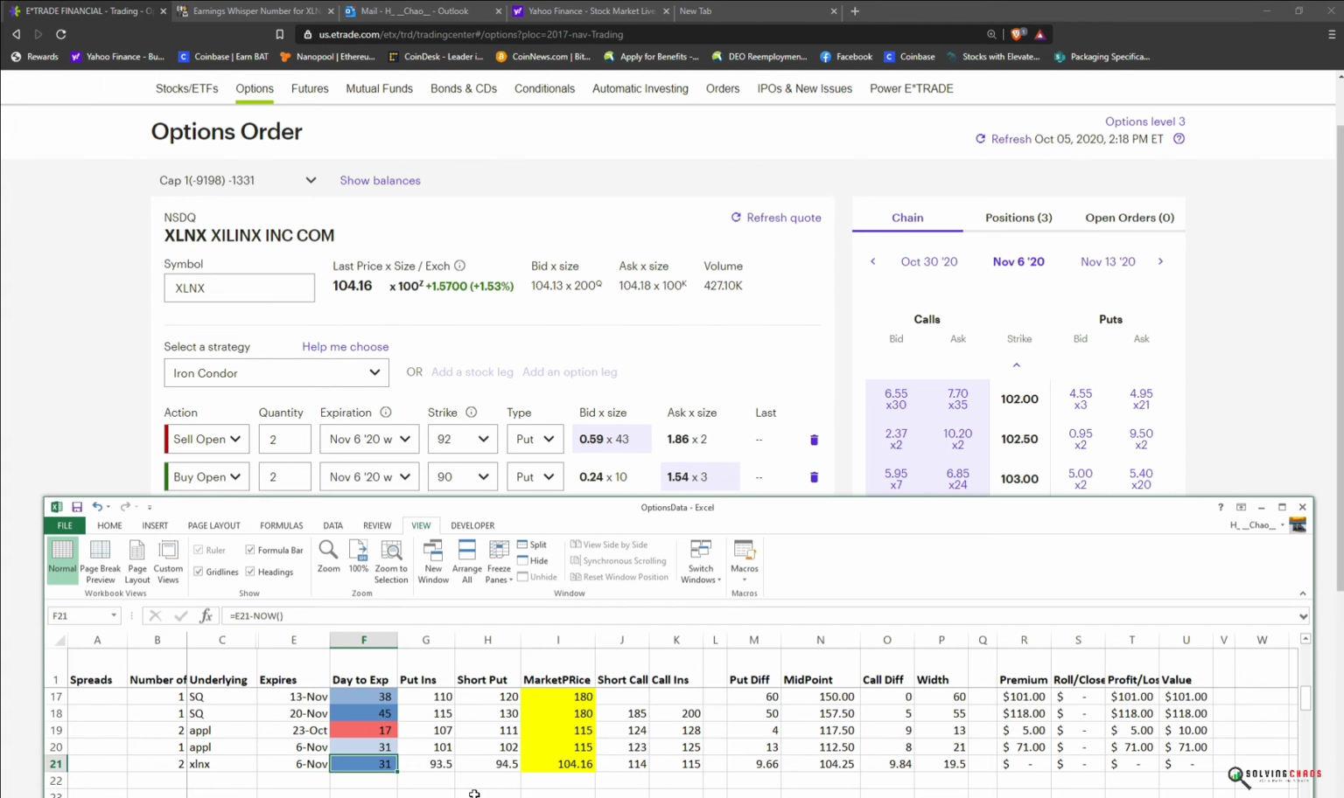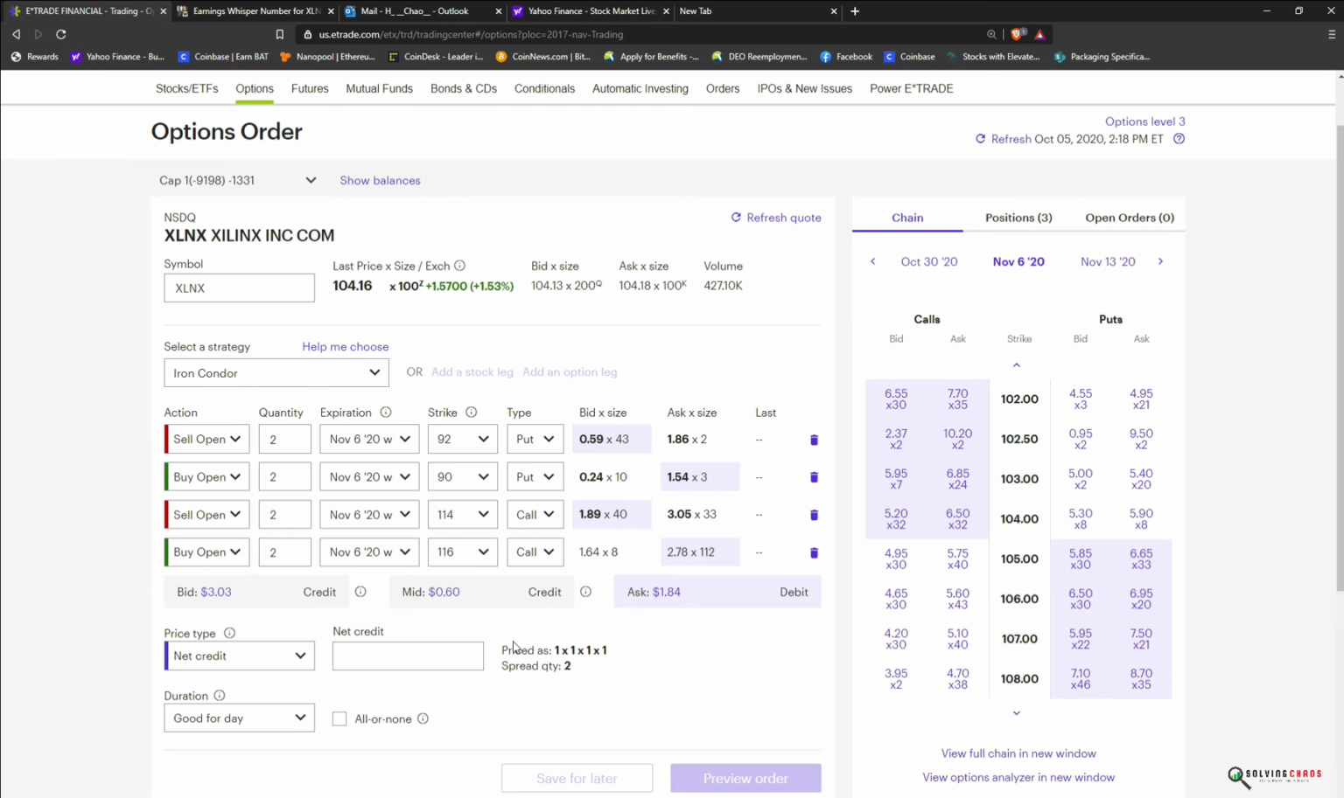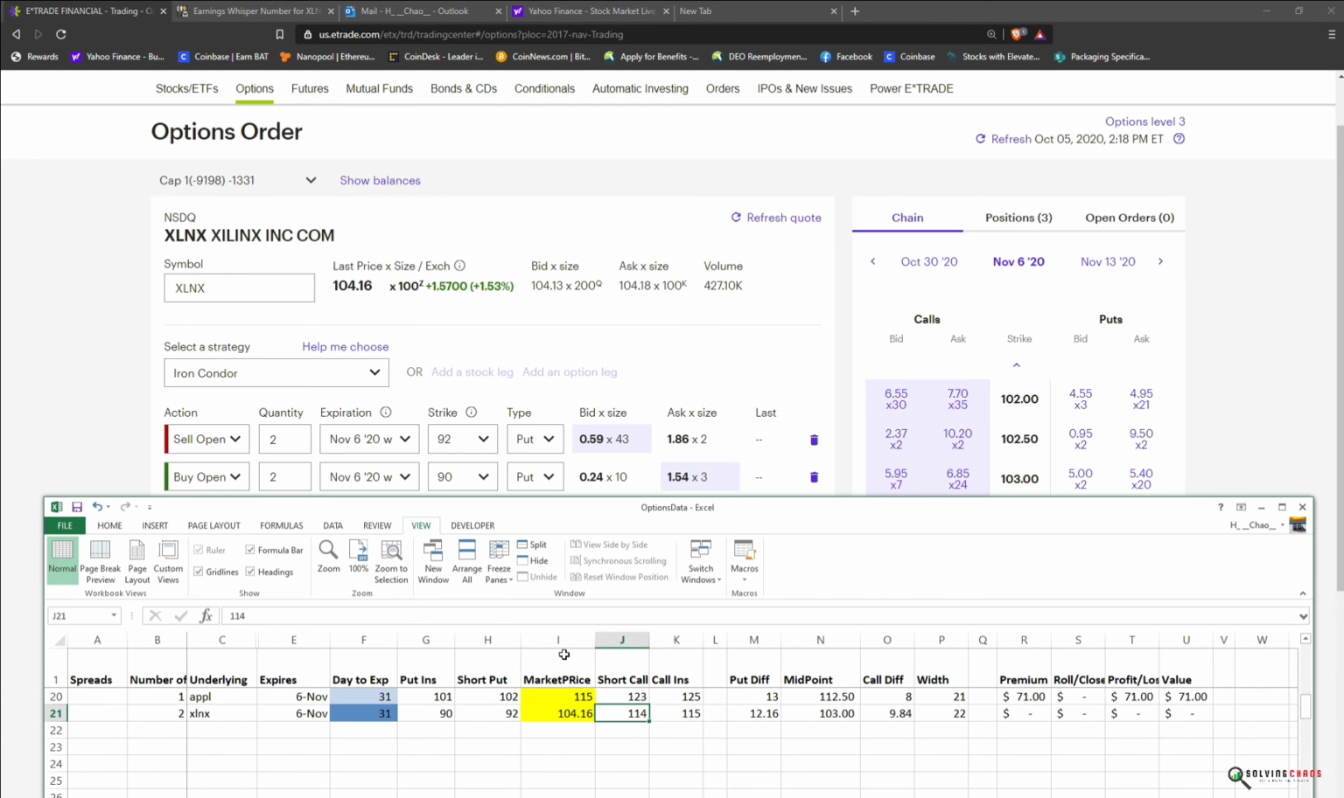And let me just see the numbers one more time. So this will be a 90, 92, and on the other side is a 114 to 116. So the width is now a 22 width Iron Condor, and I'm okay with being farther on the put side and $9 away on the call side. Again, because I explained I own 100 shares.